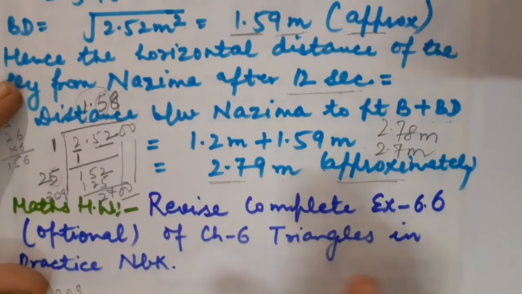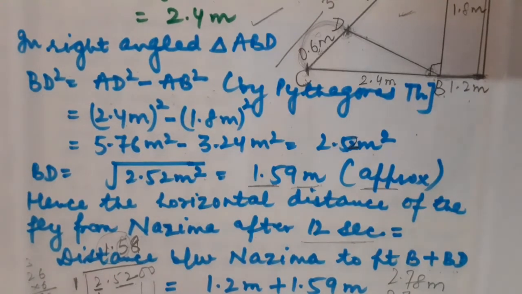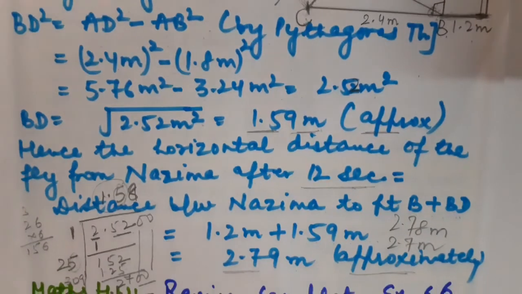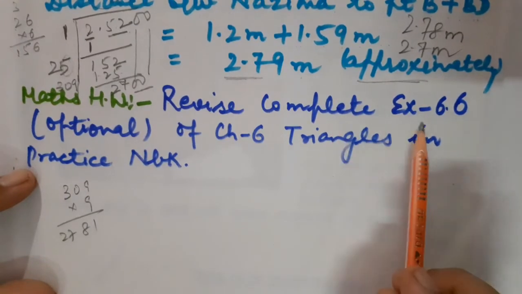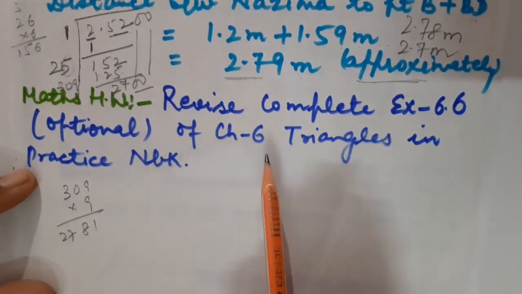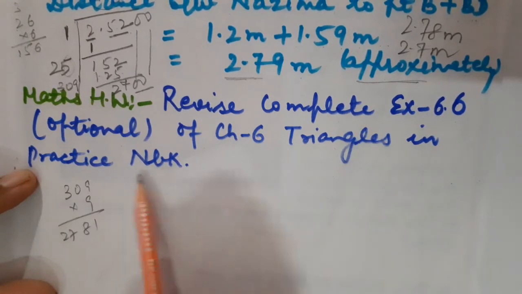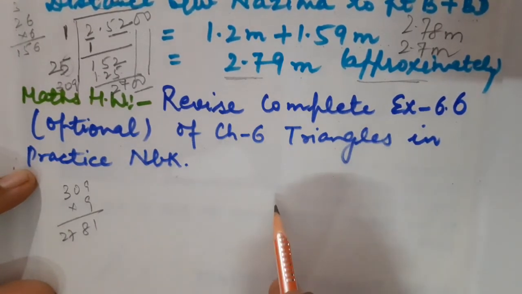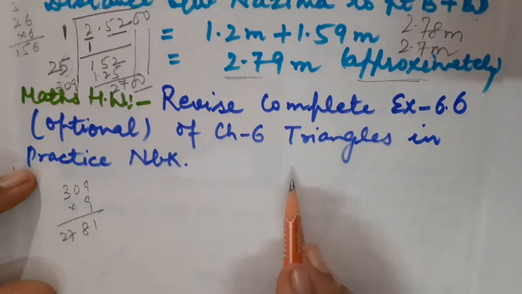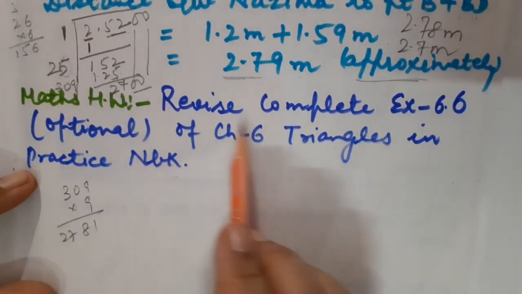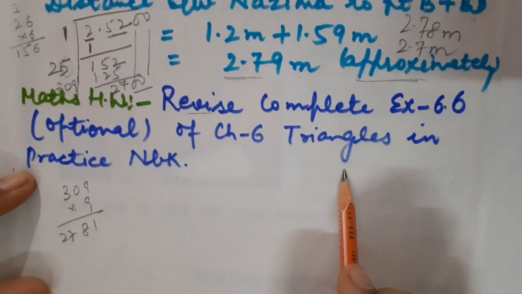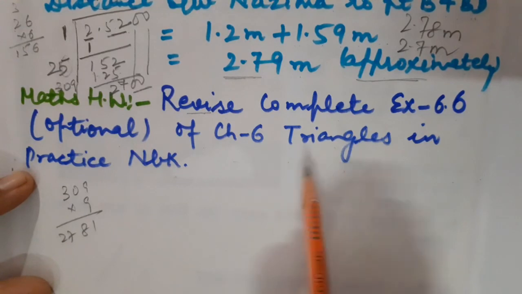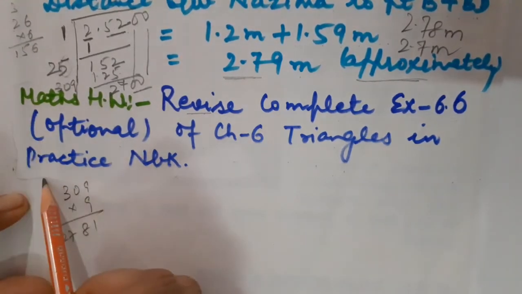Got it? So these were the toughest questions of HOTS. I hope I may have done my level best to make you understand. So now children, this is the time to get mathematics homework. You have to revise complete optional exercise. There are 10 questions of chapter number 6, triangle in practice notebook. So children, today we have finished with this chapter. Now definitely revision work will be given to you. Today also I am going to give you the work to revise. But it doesn't mean that you are not going to mail me your homework. As there is no homework given in homework notebook to do, so you have to mail me this practice homework.